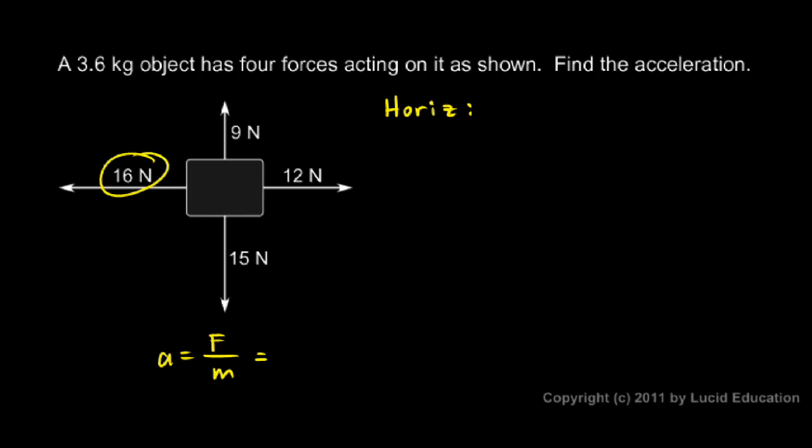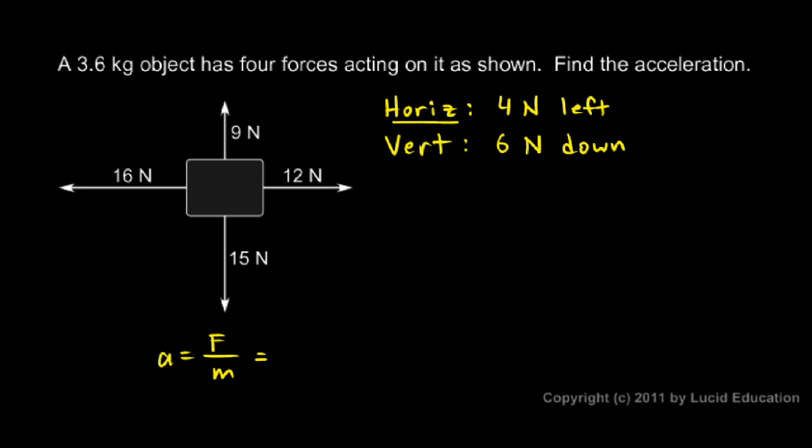Horizontally, I have 16 to the left and 12 to the right, and you should be able to see that that adds up to 4 newtons to the left. That's the net force horizontally. Vertically, I have 9 newtons up and 15 newtons down, and you should see that that adds up to 6 newtons down. That's the net force vertically.